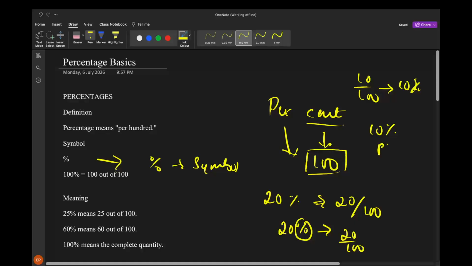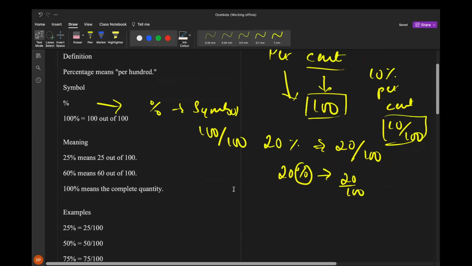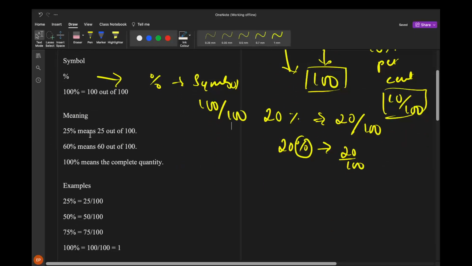10% means per cent, 10 per 100. So it is denoted as 10%. 100% means 100 per 100, 100 out of 100. Here are some examples. 25% means 25 out of 100. 60% means 60 out of 100. 100% means complete quantity, 100 out of 100. 100 per 100 means full quantity.